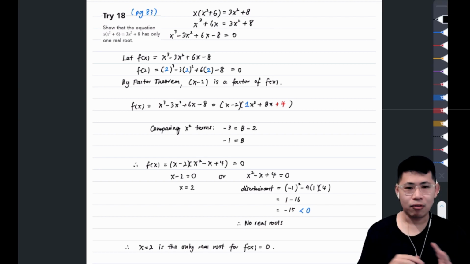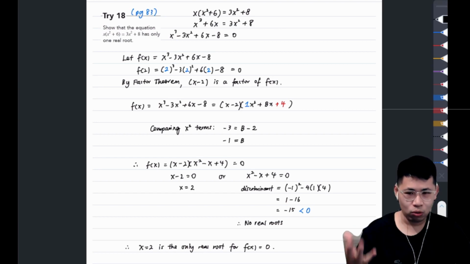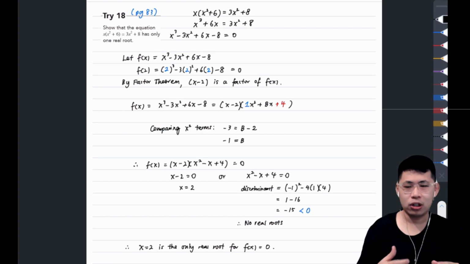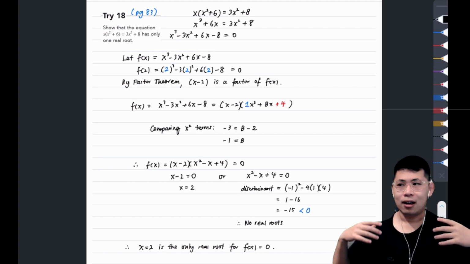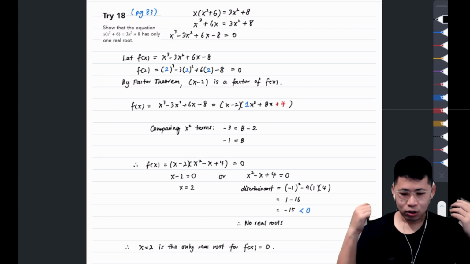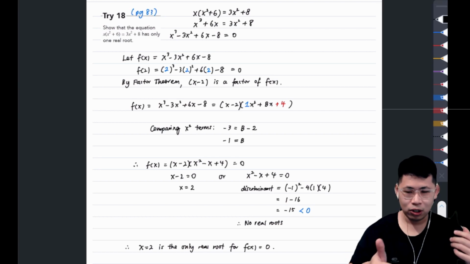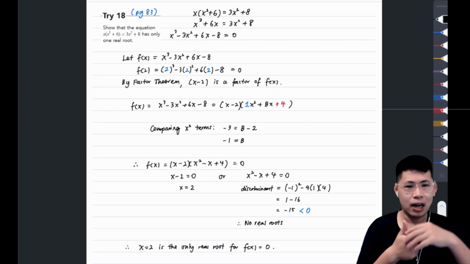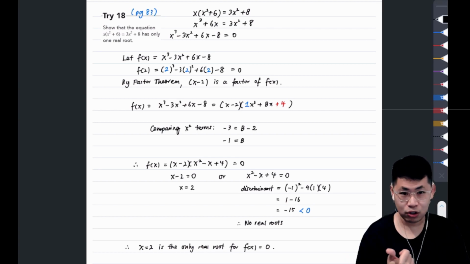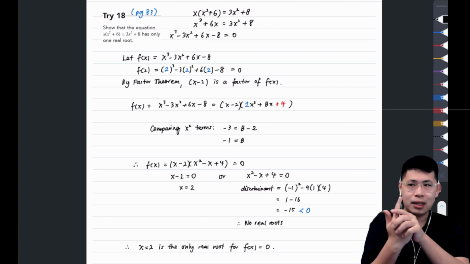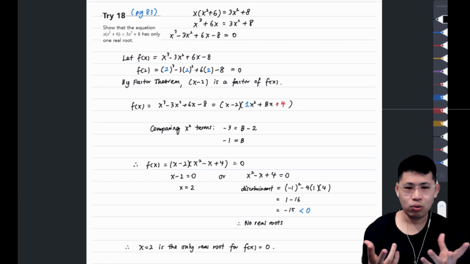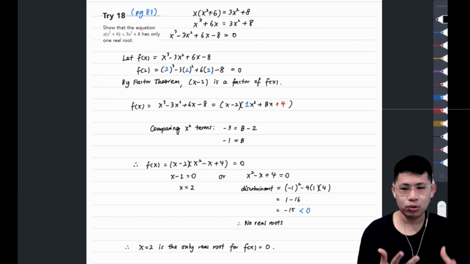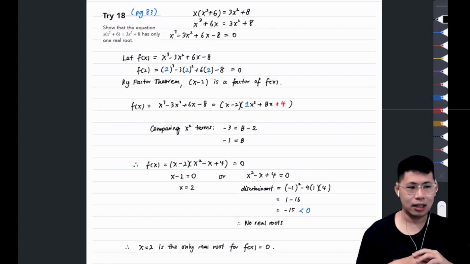So this ends our video for the whole portion on cubic polynomial and equation. To recap a bit, for this portion we factorize cubic polynomials using SOAP or using our guess and check and comparing coefficients or long division. We solve cubic equations, and we try to show that a cubic equation has only one real root without fully solving the equation. So this ends our video for today.